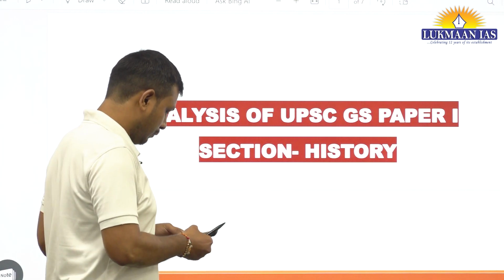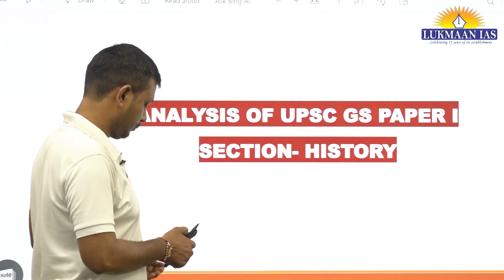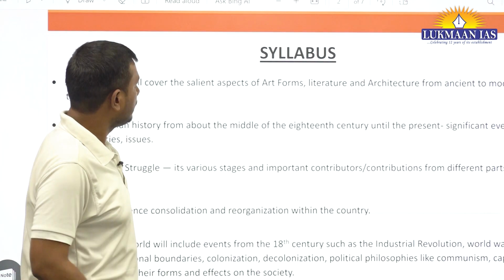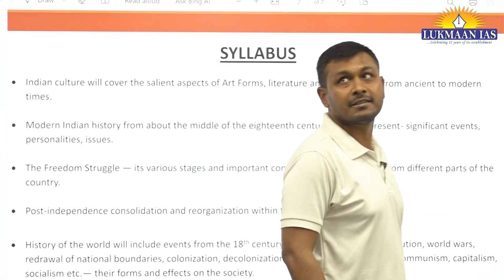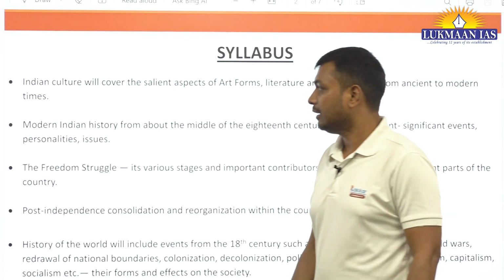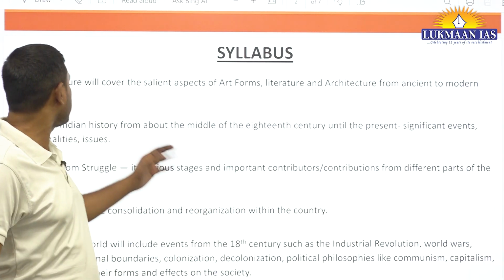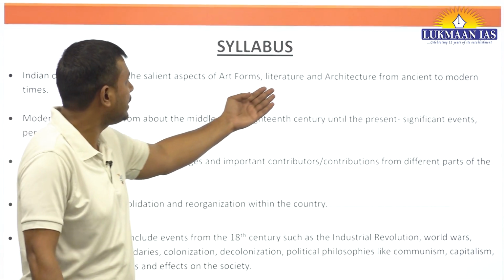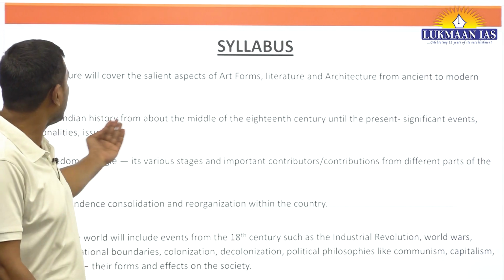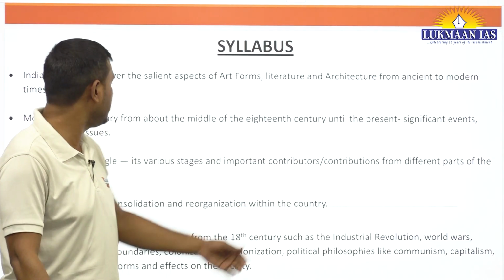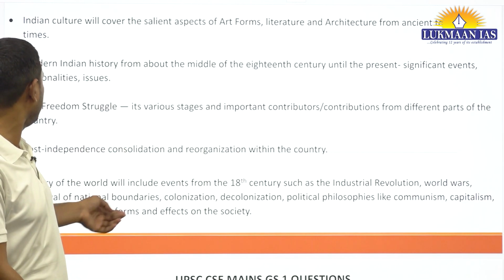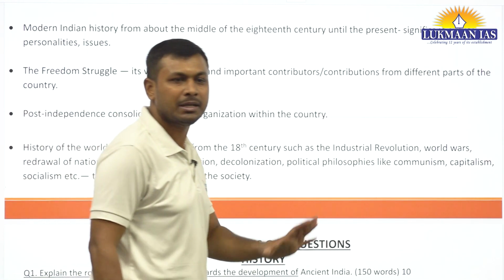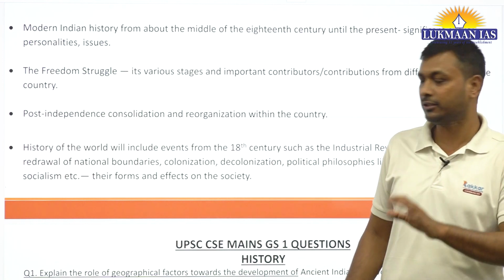So let us move one by one. First of all, the syllabus. The syllabus of history as per GS paper 1. First of all, Indian culture. All of you know about it: art form, literature, architecture. Then modern Indian history from the middle of the 18th century. Then we have the freedom struggle, post-independence India, and then the history of the world. So these are the broad parameters in which the UPSC is asking questions.